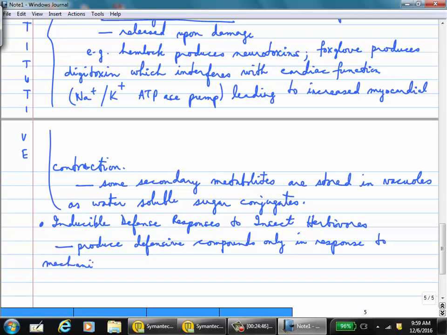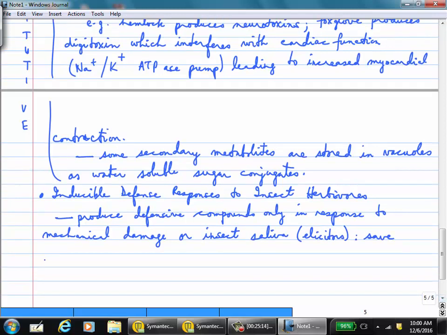mechanical damage or in response to the insect saliva. The insect saliva might have certain compounds that could trigger the response. So mechanical damage or insect saliva. And these are called elicitors, or the stimulus. And the advantage is that this is going to save resources, so you're not producing these defensive compounds all the time, right?